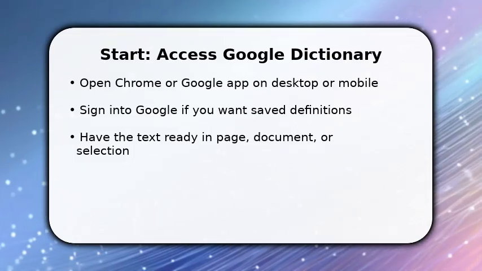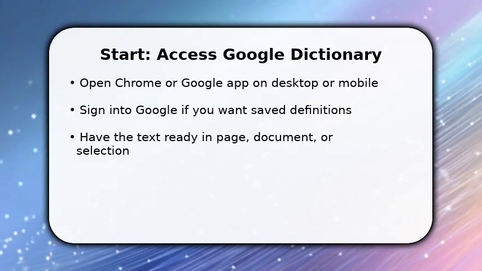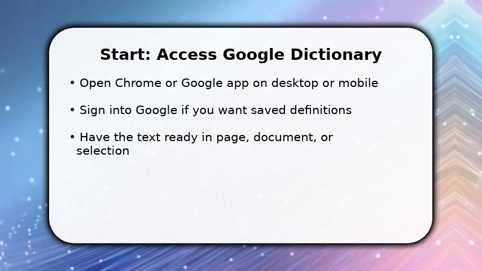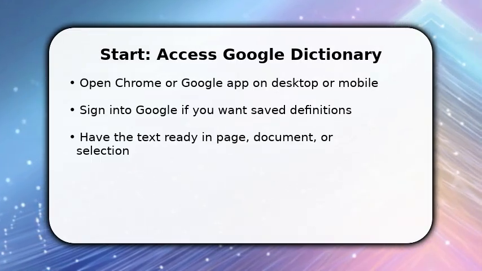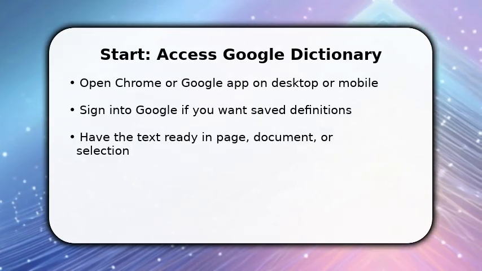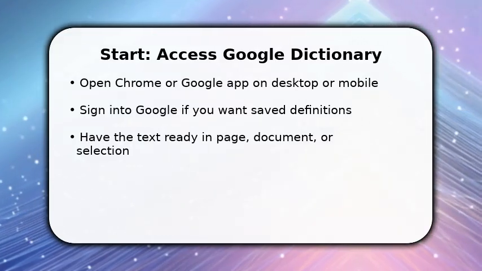You'll begin by opening Chrome or the Google app and preparing the text you want to find. Once the page is loaded, make sure you can select the target word. On desktop, highlight with your mouse, and on mobile, tap and hold. Then right-click or tap the selection menu and choose Search or Define.